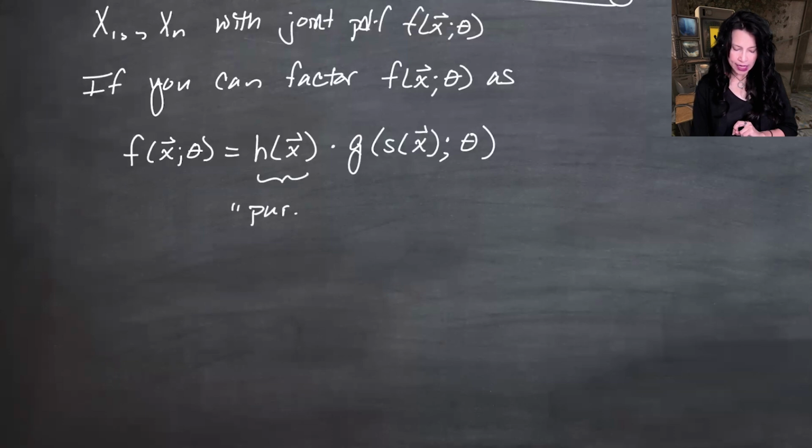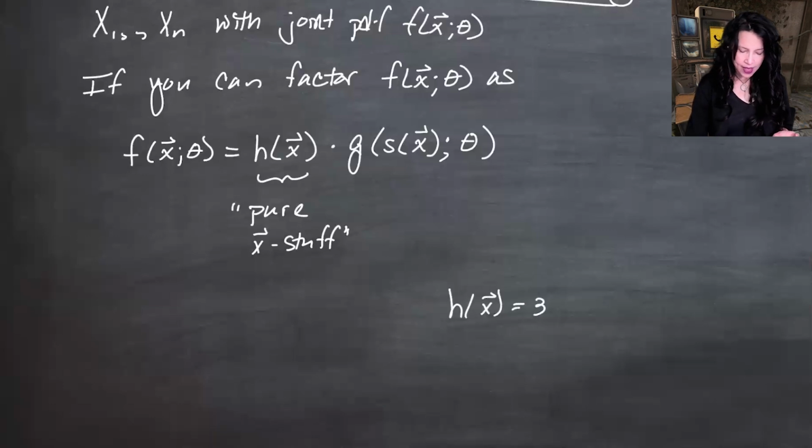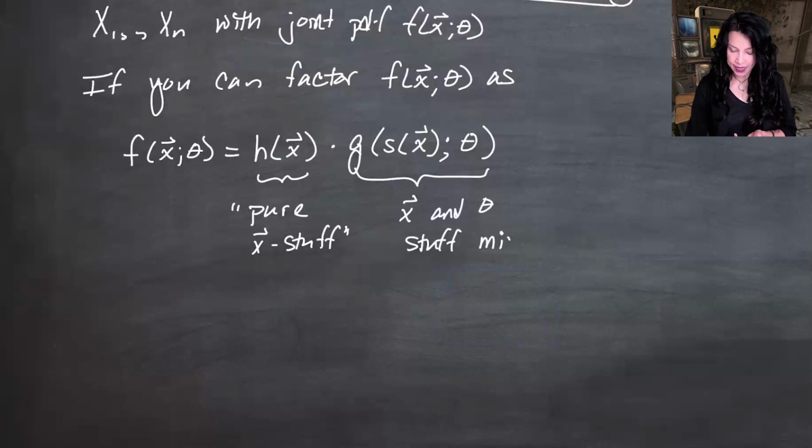pure x stuff, or at least no theta. Again, you could have h of x equals a constant. And then you're looking for the rest of the joint PDF to be where you have x stuff and the statistic kind of mixed up. So x and theta stuff mixed together.